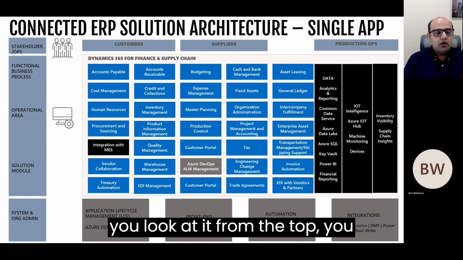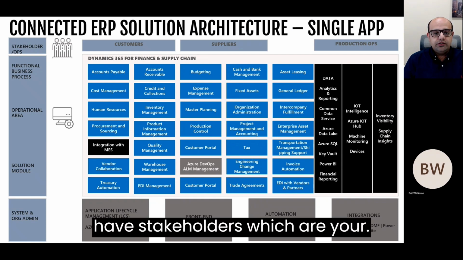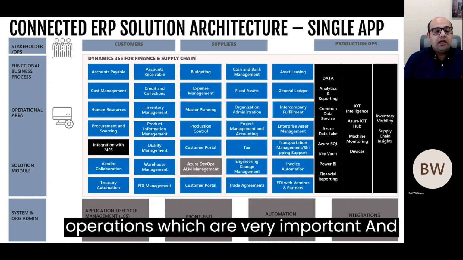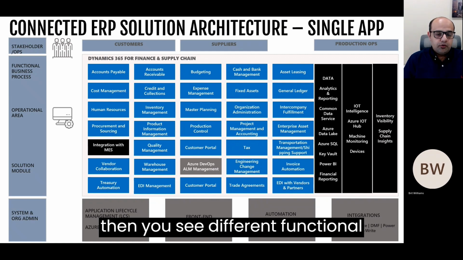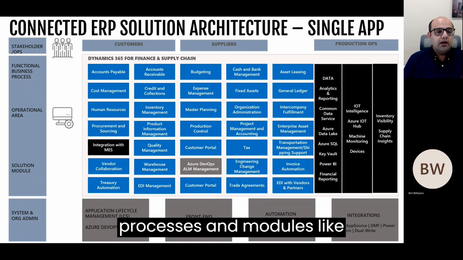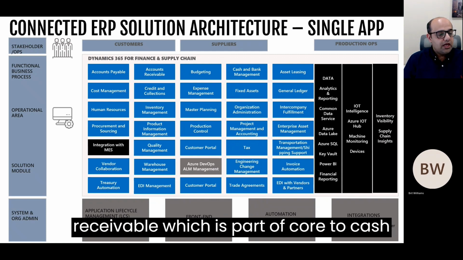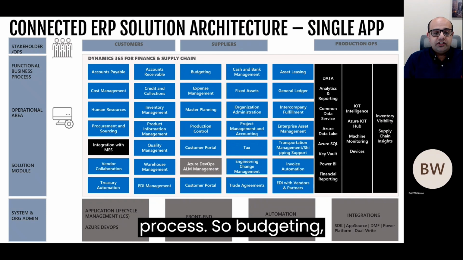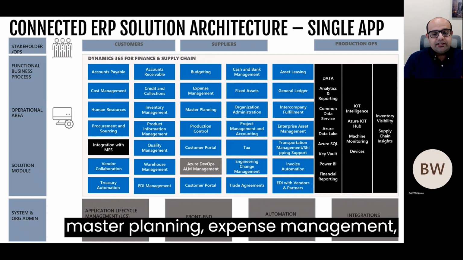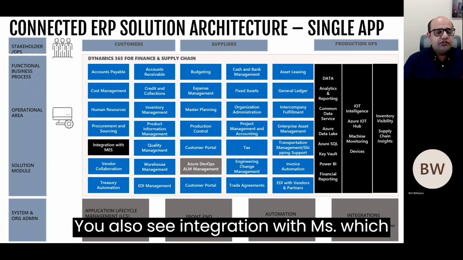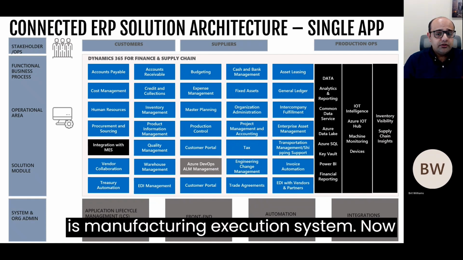So if you look at it from the top, you have stakeholders, which are your customers and suppliers, and also the operations, the production operations, which are very important. And then you see different functional processes and modules like accounts payable, which is part of procure to pay process. You see accounts receivable, which is part of quote to cash process. So budgeting, master planning, expense management, fixed assets, general ledger, which is part of financial plan to record. You also see integration with MES, which is manufacturing execution system.